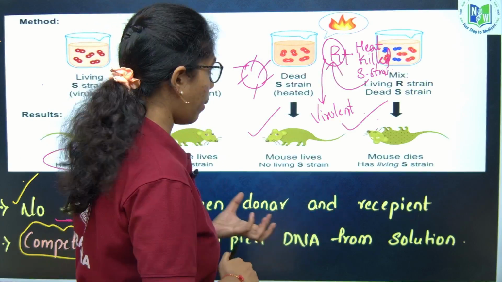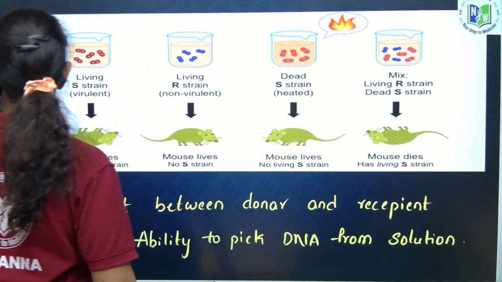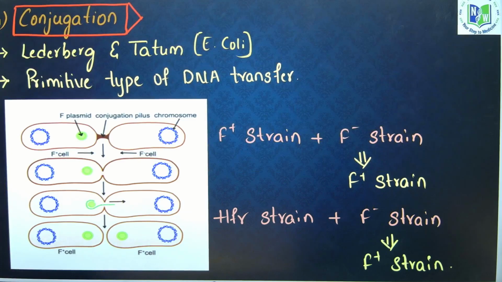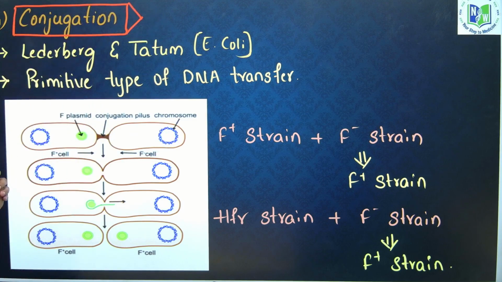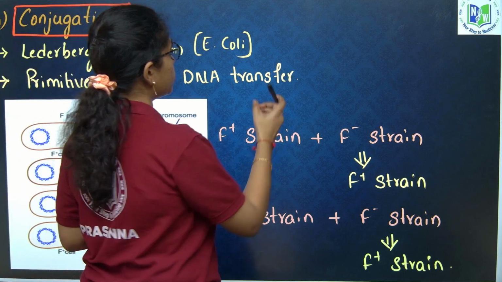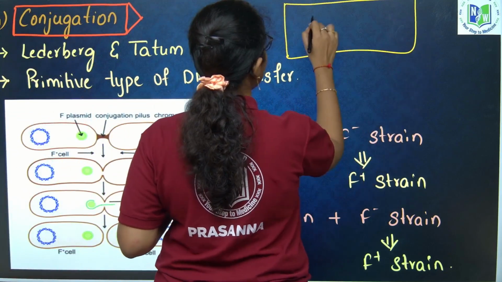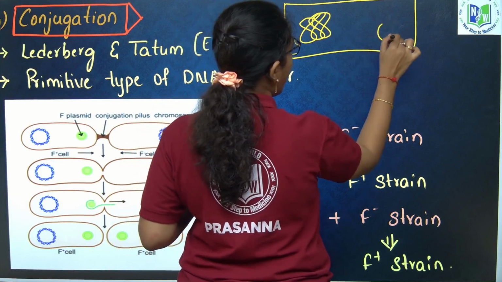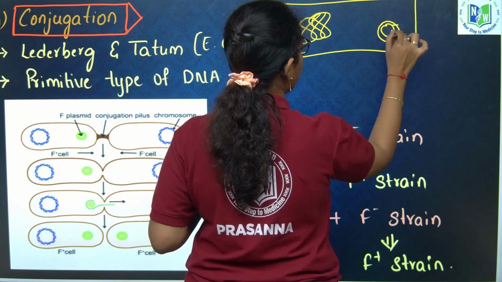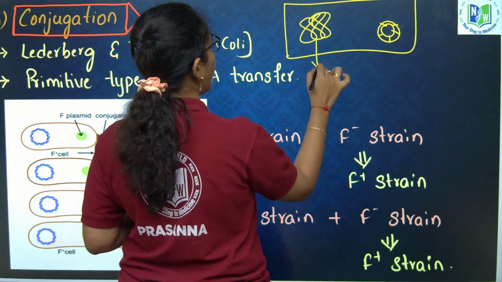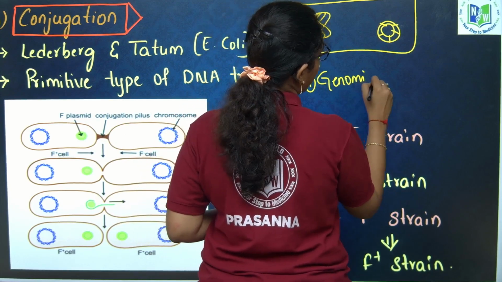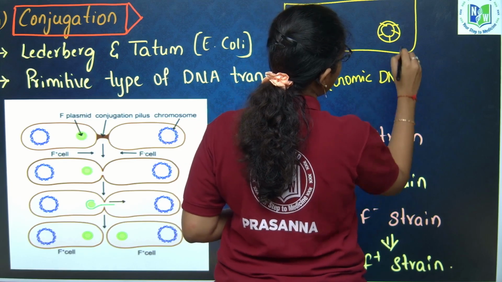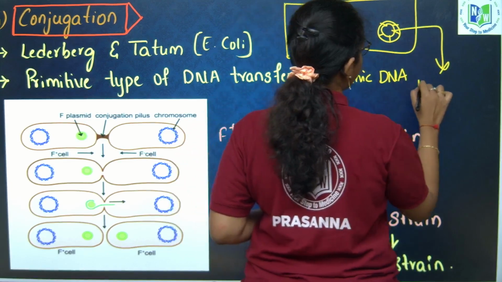Next, conjugation. Conjugation is where you have a donor bacterium and a recipient bacterium. We have already discussed that bacteria have two types of genomes. One is genomic DNA and the other is plasmid DNA.